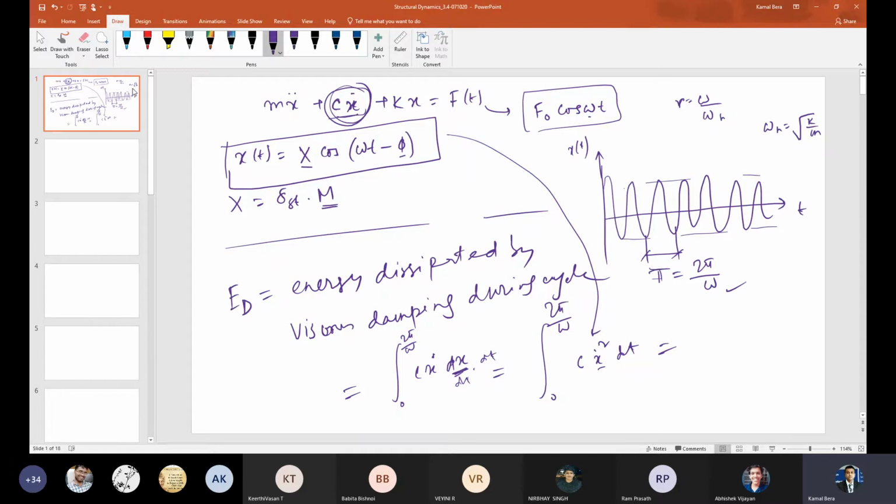So that is the integral from 0 to 2 pi by omega. Remember this omega is the forcing frequency. C is the coefficient of viscous damping, x dot squared, the time derivative of x, into dt. Substitute this x, because you already obtained it. This is the steady state response of the system subjected to harmonic loading F naught sine omega t. So find out and write the final expression in terms of zeta, frequency ratio, and obviously capital X, R, zeta. In terms of those you obtain.